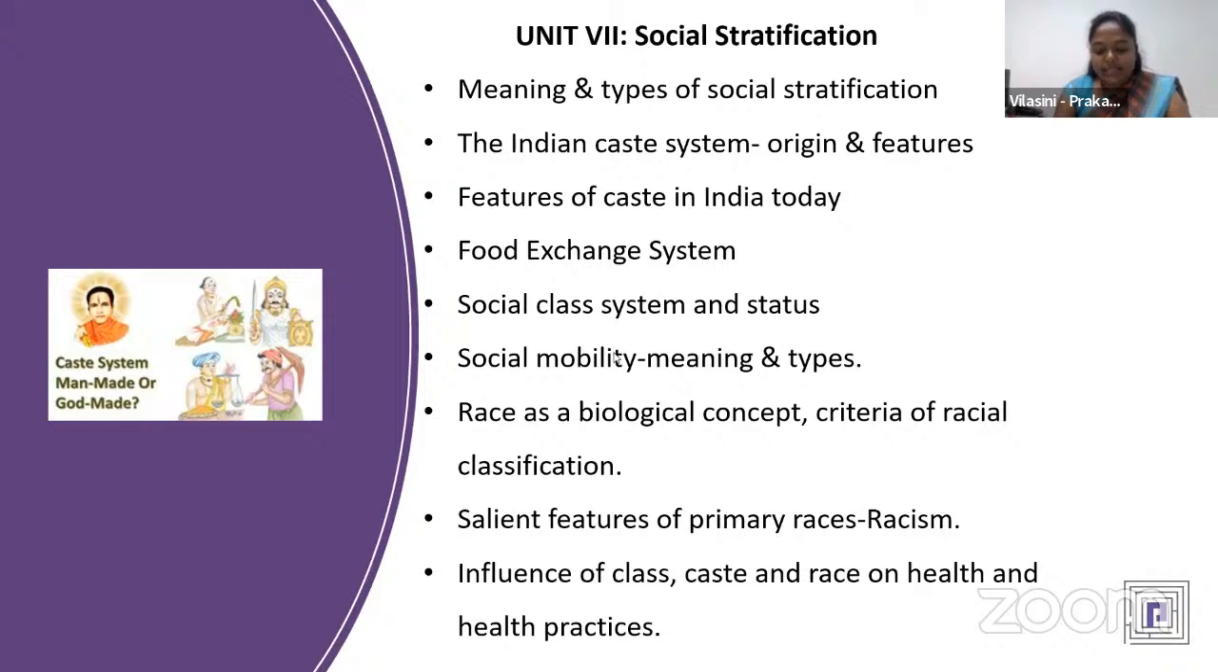Caucasoid race, that is also called the white race. Second one is Mongoloid race, which is called the yellow race. Third one is Negroid race, that is the black race. Then racism is a feeling of superiority over other race. Racism is feeling superior over the other race. Example, the whites will be feeling superior over the blacks.